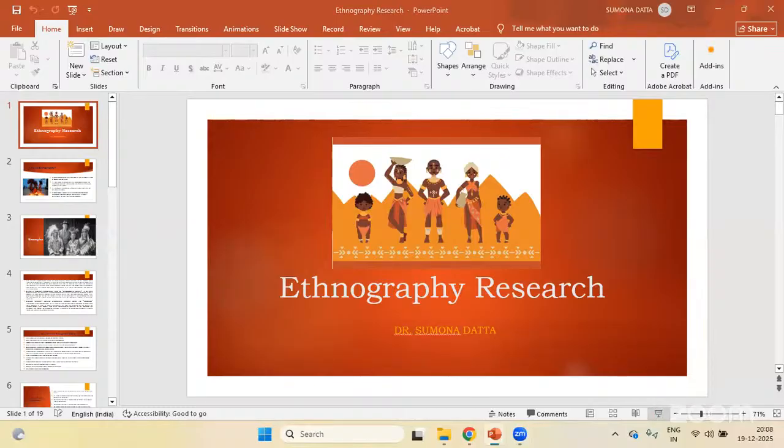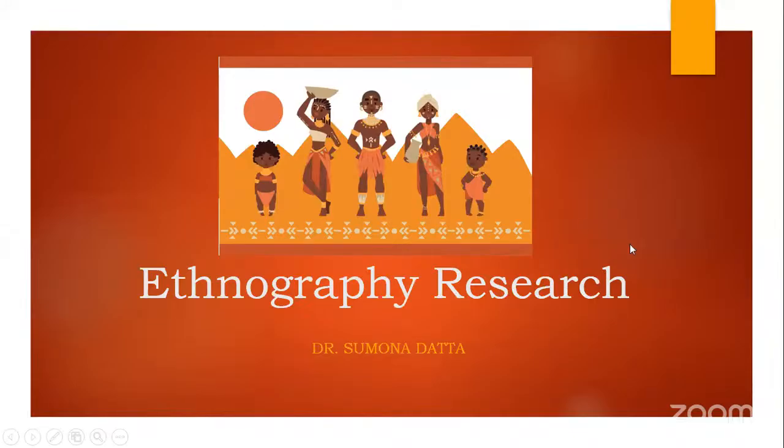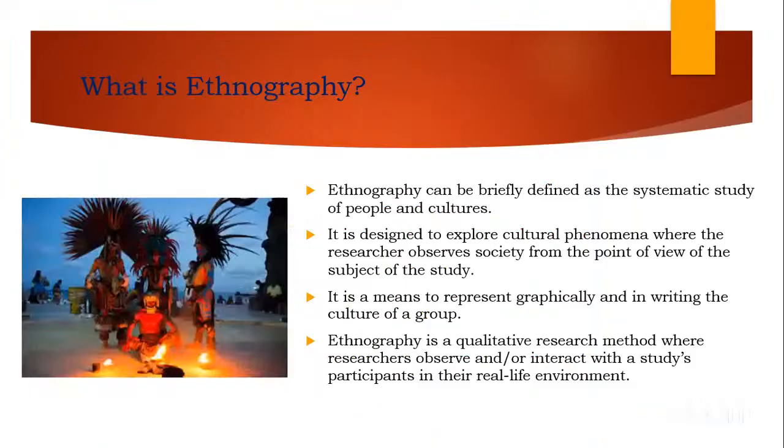It is coming. Okay. So today we are going to discuss the next topic, which is ethnography research. All right. So what is this ethnography? When we are saying ethnography, it is defined as a systematic study of people and cultures. The chief aim of ethnographic research is to explore cultural phenomena where the researcher observes society from the point of view of the subject of the study.